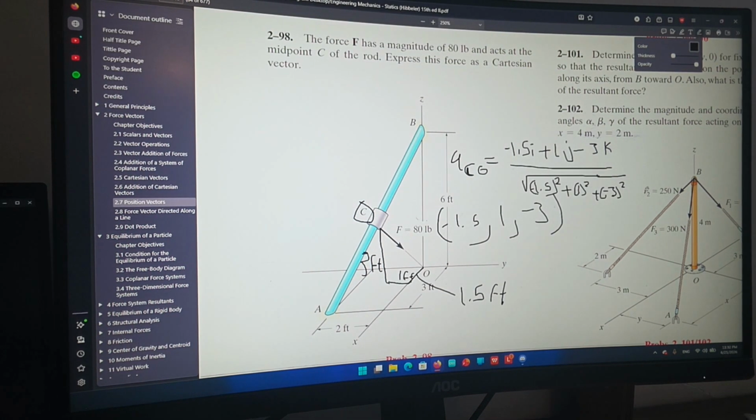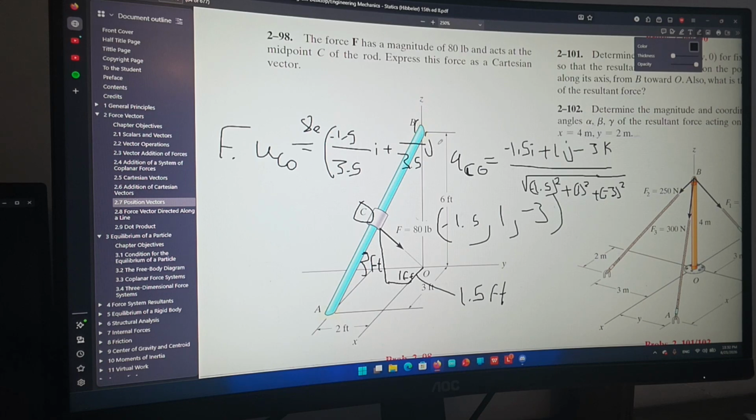So since 3.5 is on the bottom and these values are on the top, you do the force times unit vector CO, which equals negative 1.5 over 3.5 i, and all this multiplied by 80 by the way, and then you have plus 1 over 3.5 j minus 3 over 3.5 k.